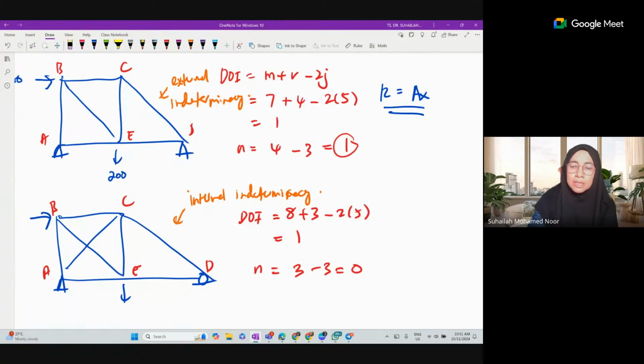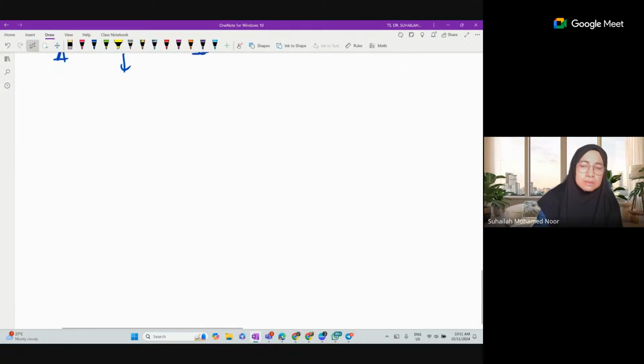So here the member force will be removed. In this case, R is the member force, F at member A, C as the redundant. So this one is internal indeterminacy, and this one, whenever Ax is the redundant, is external indeterminacy. So we just remove the redundant. Okay, do you get the idea?